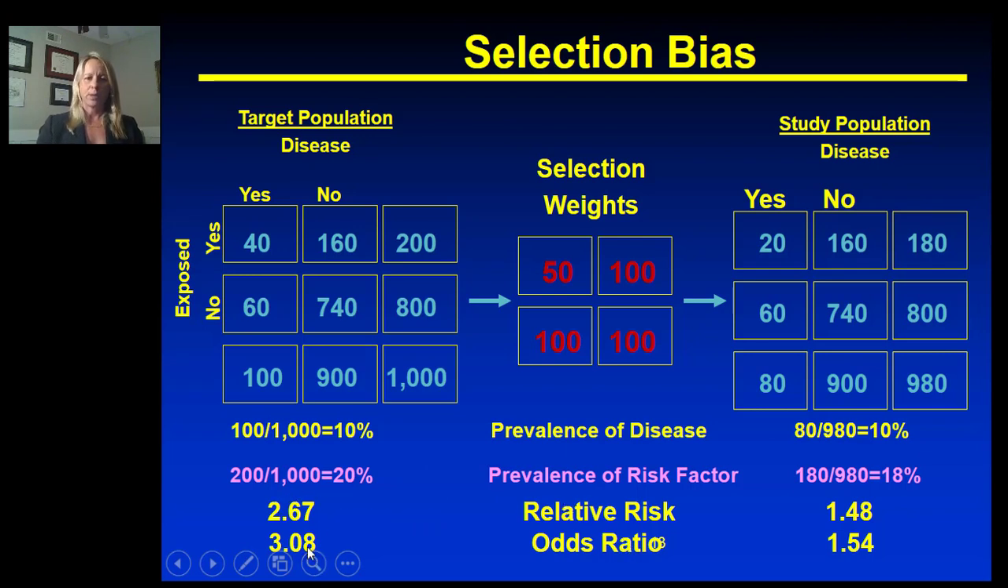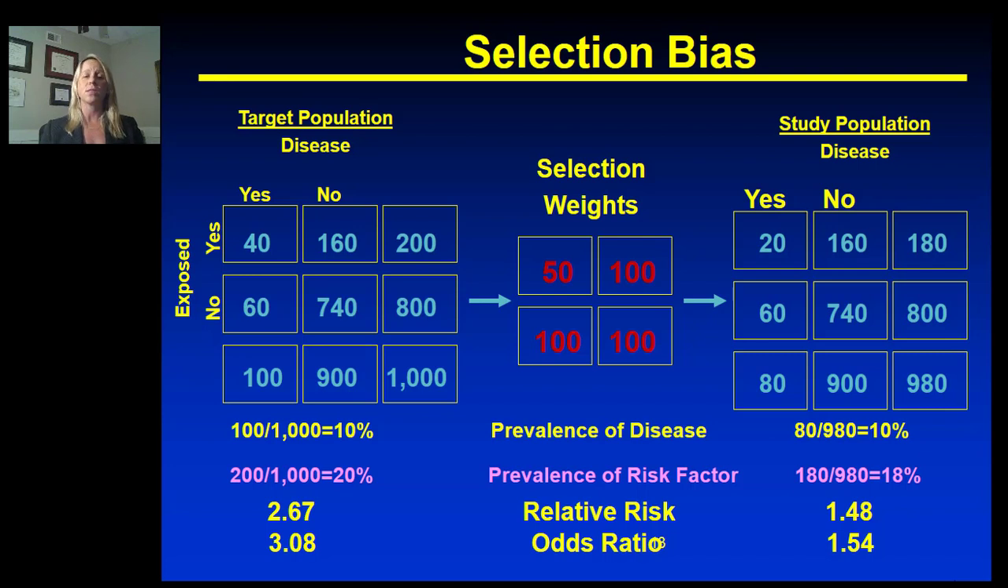So in the true population, the relative risk is 2.67. However, after this bias selection approach, it's now 1.5. So there's a reduction in the relative risk. Similarly, there's a reduction in our odds ratio from 3.08 to 1.54. So what this kind of bias has done is it has led us to a lower measure of association than the true measure of association, and that leads us to what's called the bias toward the null.